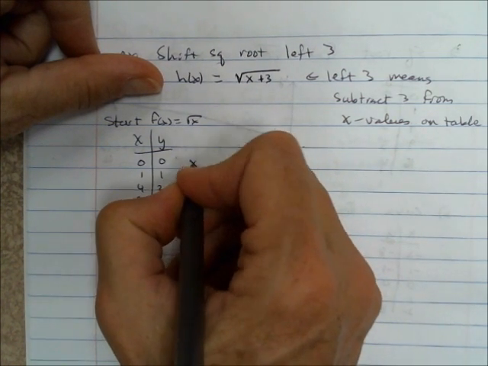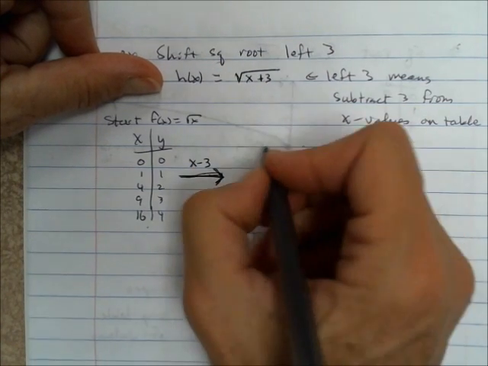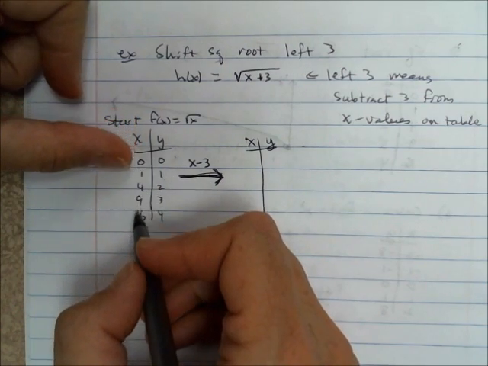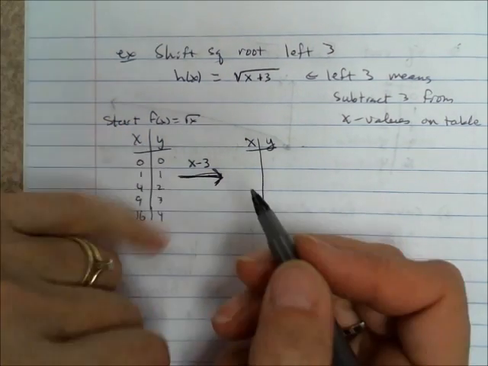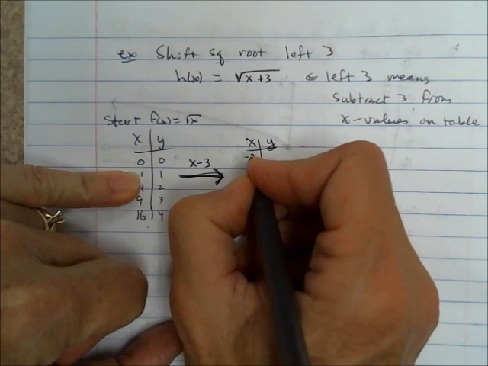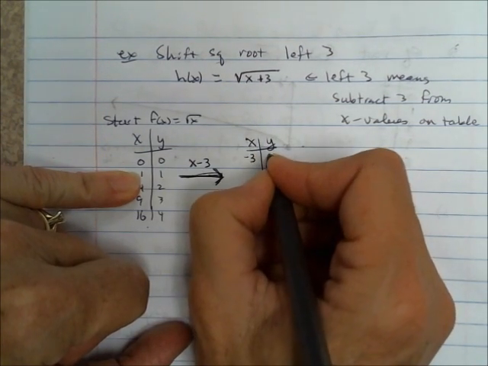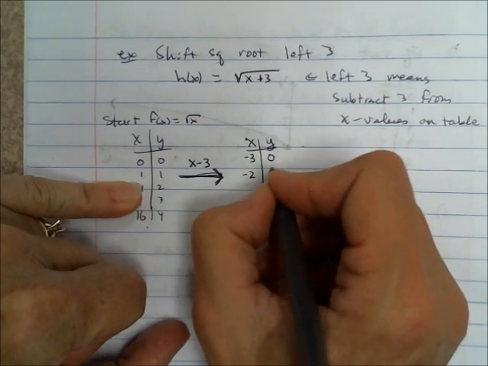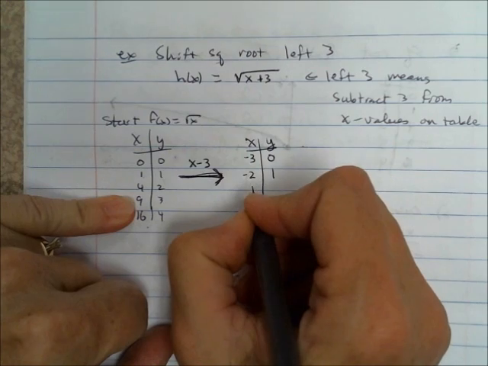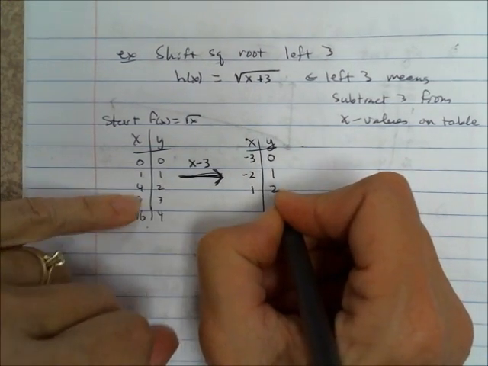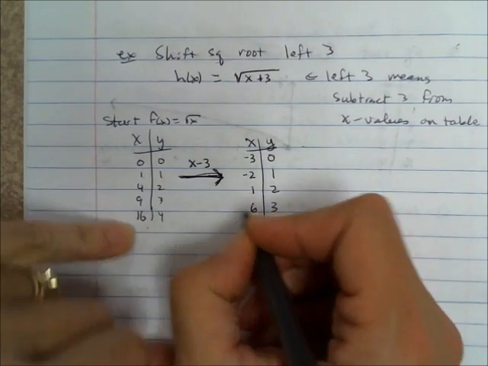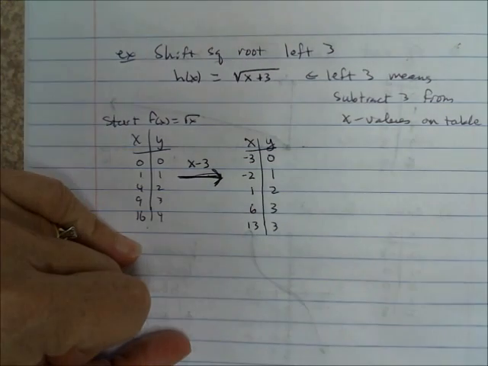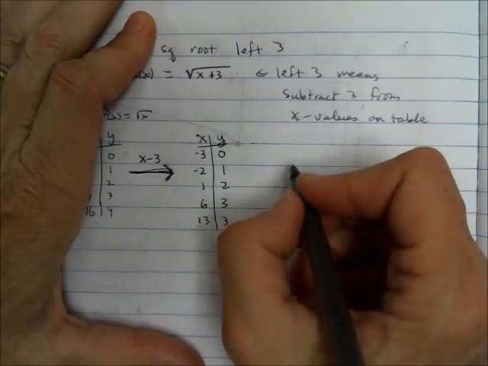What I'm going to do is subtract 3 from all of the x's, and now I'm going to set up a new table of values. And this new table of values will have 3 subtracted from each one of these x's. So 0 minus 3 is negative 3, and you keep the y value the same. 1 minus 3 is negative 2. And you keep the y value the same. 4 minus 3 is positive 1, and keep the y value the same. 9 minus 3 is 6, and 16 minus 3 is 13. So here are our new xy values that we're going to be putting on a graph.